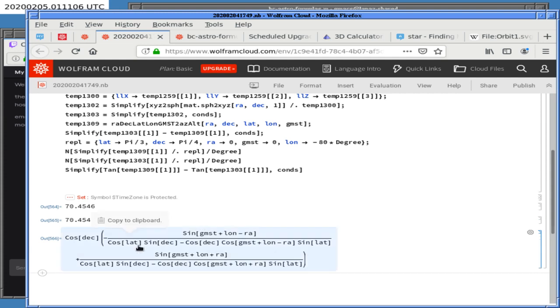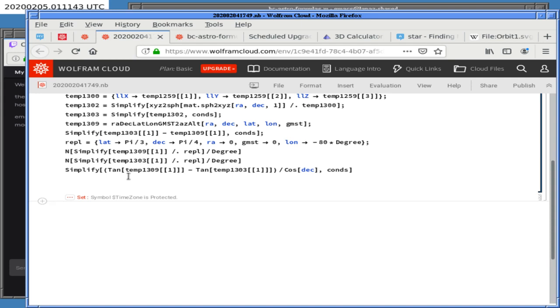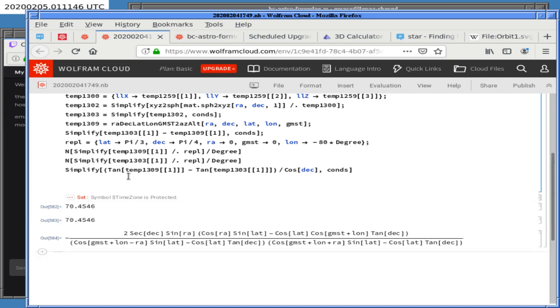Because this is a minus, this is a plus. I mean, you kind of think they would. The question is, if we're going to be obnoxious, we might as well divide by cosine of declination, because that's only 0 at the poles. Let's see if that simplifies down to 0. No, it does not. And in fact, looking at that, I'm not even sure that simplifies down to 0.